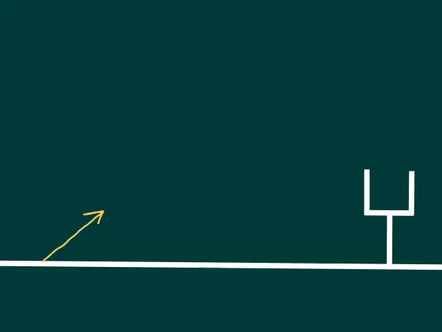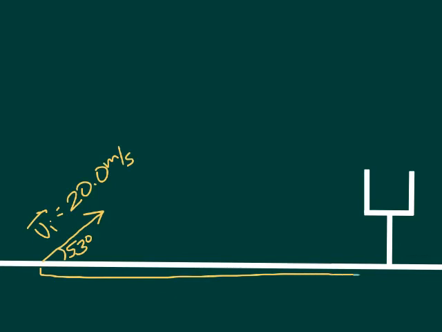So remember, it's helpful to draw a picture, so I'm going to do that first. So let's look at our picture. We know that there is an initial velocity of 20 meters per second, and the ball is kicked from the horizontal at an angle of 53 degrees. We are told that the horizontal distance to the crossbar is 36 meters, and we know the height of the crossbar is going to be 3.05 meters.